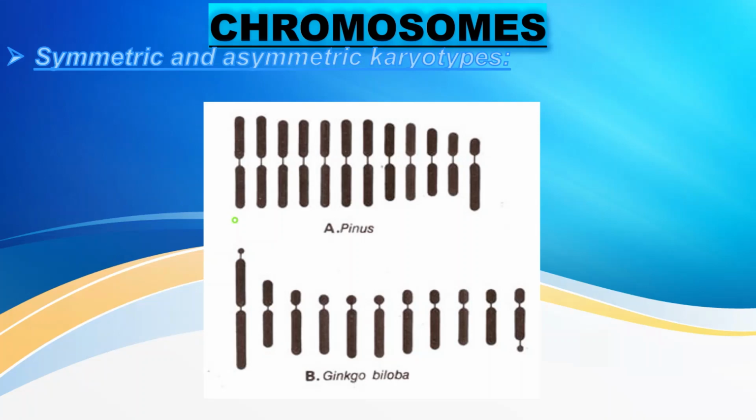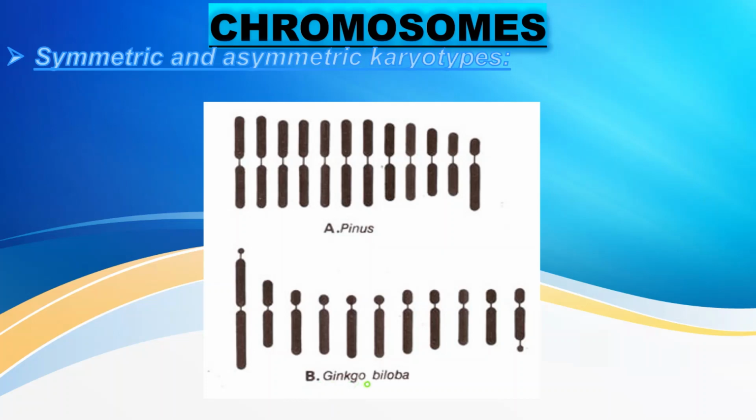Now this is the picture showing symmetric and asymmetric karyotypes. The first example is of Pinus, which shows a symmetric karyotype. The characteristics of a symmetric karyotype are: it shows lesser differences between smaller and larger chromosomes in a set, and it has more metacentric chromosomes in which the centromere is centrally located, and a symmetric karyotype has no relatively advanced feature. And the example, as you can see, is Pinus in the case of symmetric karyotypes.